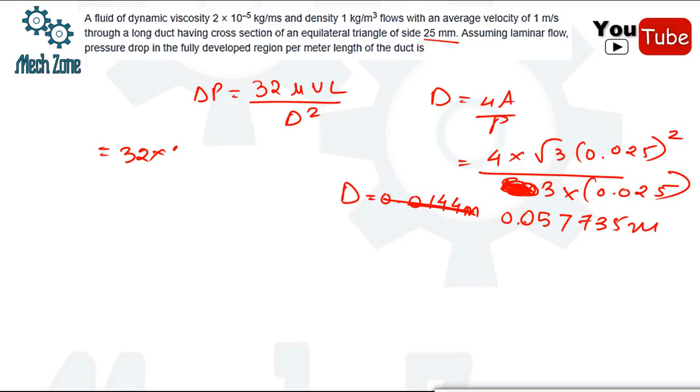And we will keep these values: 32, mu has been given as 2 into 10 to the power minus 5, the velocity has been given as 1, and length L, in 32 mu U L upon D square.